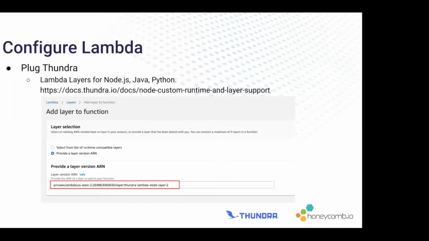There are also other ways, but after Lambda layers were introduced, we are very happy to see how practical it is with Thundra layers. You can use Thundra layers for Java, Python, and Node.js. If you don't want to use the layers, we also provide setup with the serverless framework or completely manually. For all of that, you can visit our documentation.